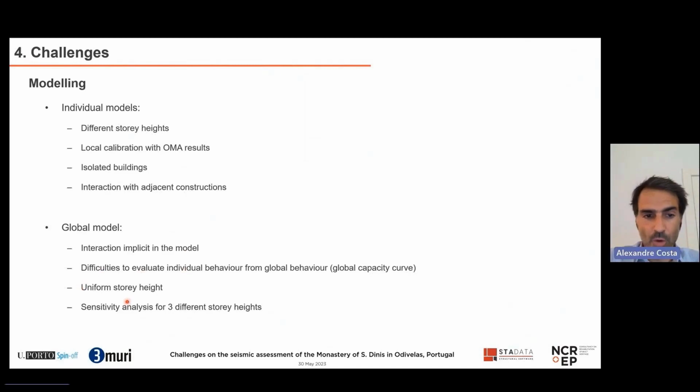Moreover, using Tremuri, to have a numerical model that was easier to control and understand, you need to use a uniform story height. The levels are more or less the same, they have some differences, but they are not so different. So this could influence somehow. So one of the points was to use a uniform story height for all the buildings, but then also do a sensitivity analysis for 3 different story heights.